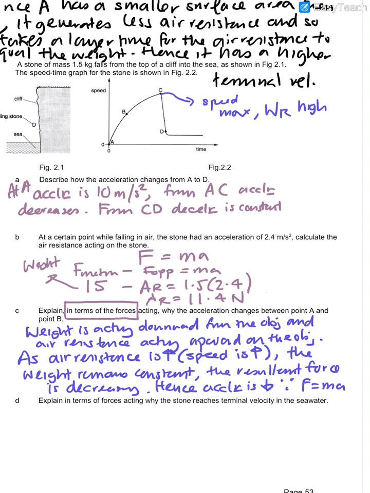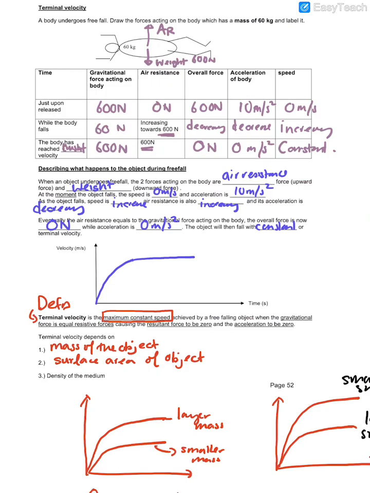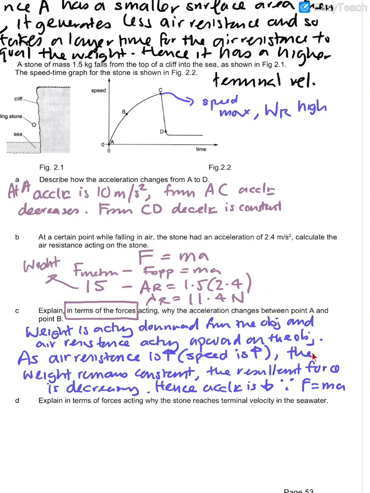Okay, so you see the difference already. I hope you see the difference. This one, when it started here, speed was 0. Air resistance, 0. Then air resistance gets bigger and bigger, speed gets bigger and bigger. This is the difference. Then here, as it keeps falling, what happens to the speed?